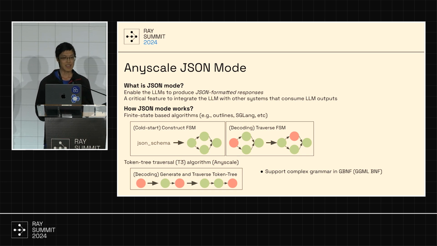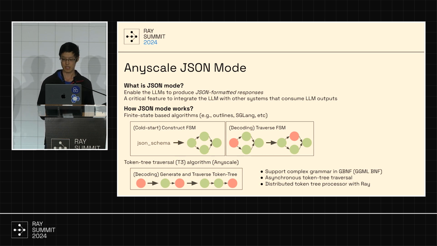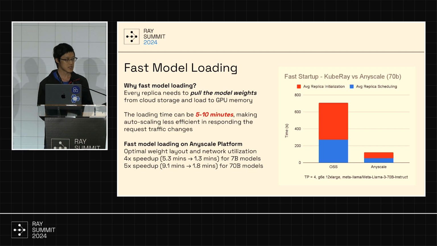So yeah, you can imagine in this way, you have to construct the state on the fly. So this will bring additional overhead. And we solve this by introducing asynchronous token tree traversal. We generate the state along with the model forward pass. So we keep both CPU and GPU busy and fully hide this generation latency. And then, of course, we can distribute this token tree processor easily with Ray. And this feature is also available on Anyscale, and we'll publish more details in our blog post very soon, so stay tuned.